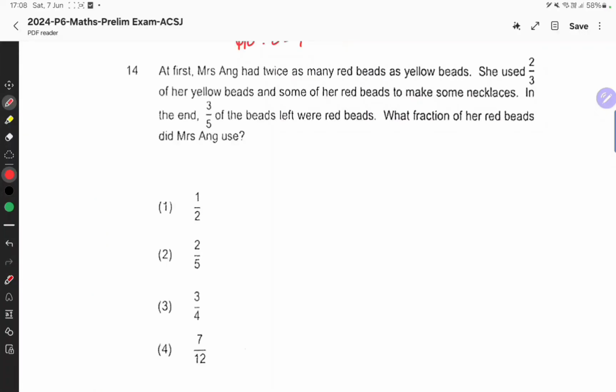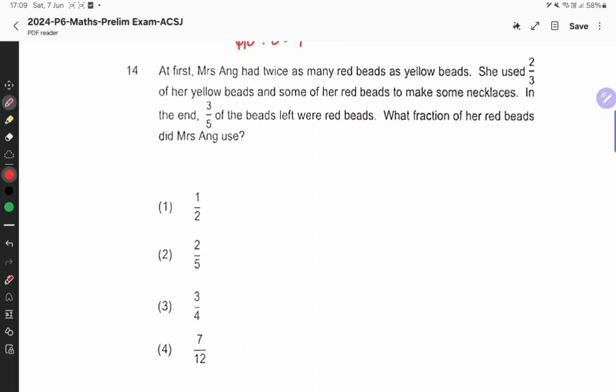Now question 14. At first, Mrs. Ang had twice as many red beads as yellow beads. She used 2/3 of her yellow beads and some of her red beads to make some necklaces. In the end, 3/5 of the beads left were red beads. What fraction of her red beads did Mrs. Ang use? You can see that this question has a lot of information.